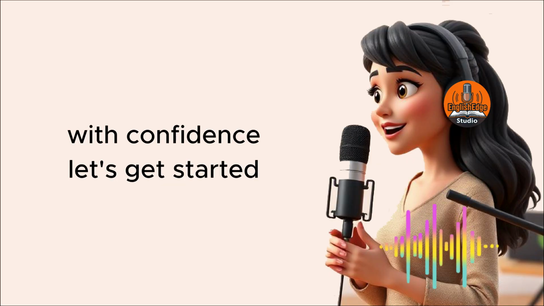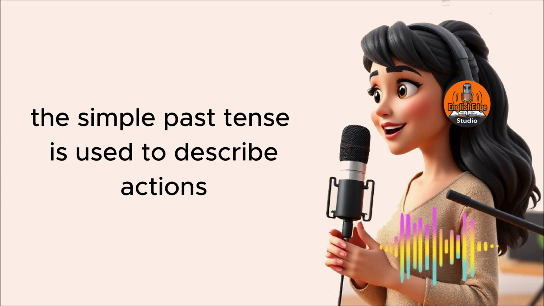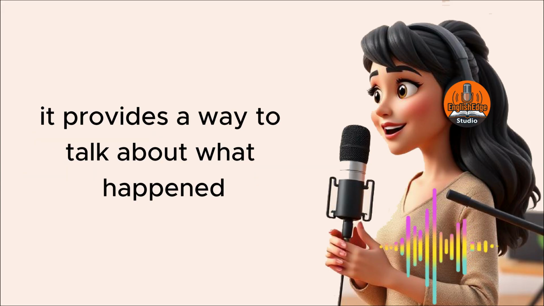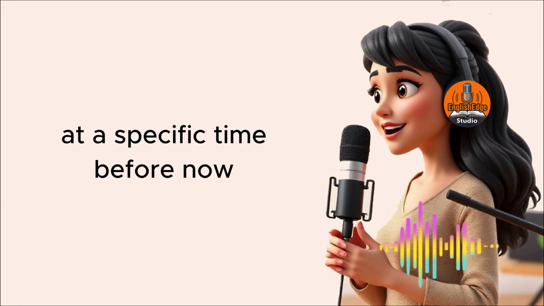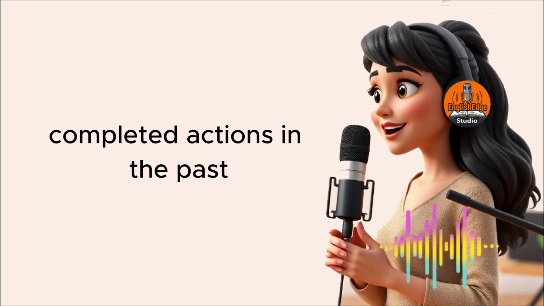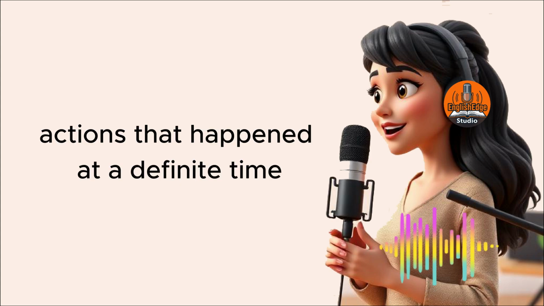Let's get started. The simple past tense is used to describe actions or events that started and finished in the past. It provides a way to talk about what happened at a specific time before now. Main uses of simple past tense. Completed actions in the past. Actions that happened at a definite time.